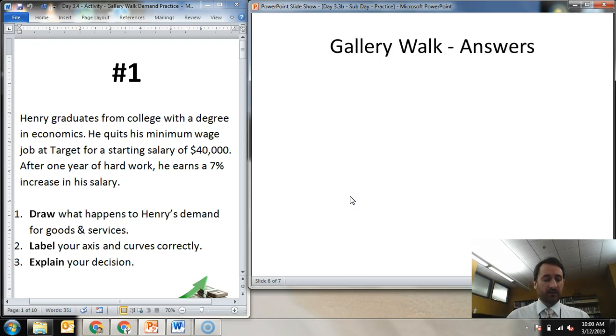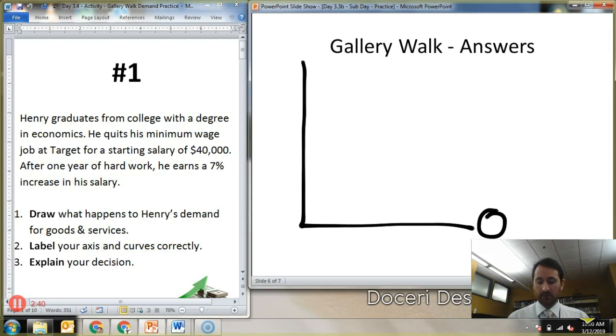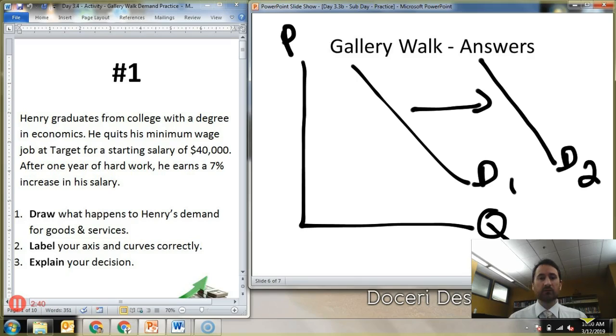All right, let's take a look at the answers together. And for number 1, we always have P and Q and draw our demand curve. And so Henry has a salary increase. If there's a salary increase, that's going to increase our demand for goods and services. And so we show that demand increase. And the explanation is a change in consumer income.